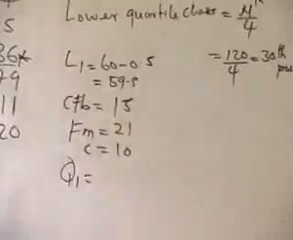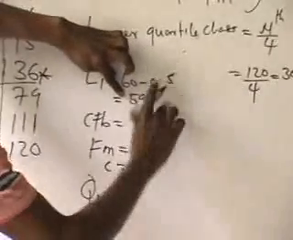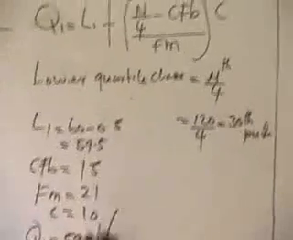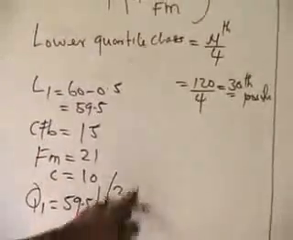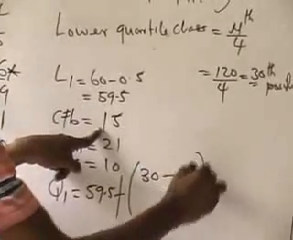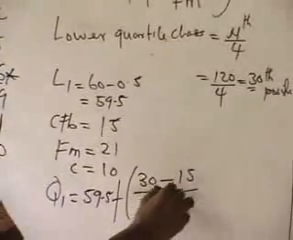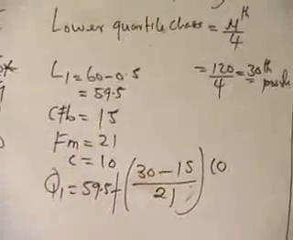So let's go there now. What's our L1? Our L1 is 59.5. Then plus n divided by 4. N divided by 4, we have done it already. That is 30. Then minus CFB. What is my CFB? 15. Are we together? Then all over FM. What is my FM? 21. Then bracket C. What is my C? 10.